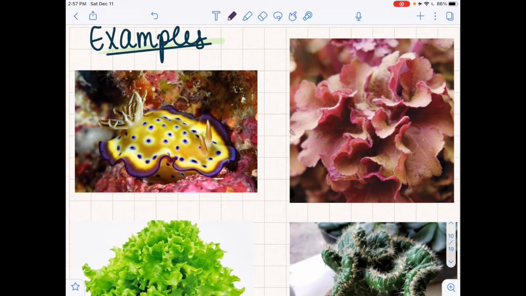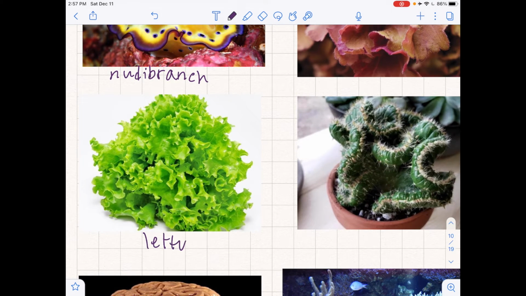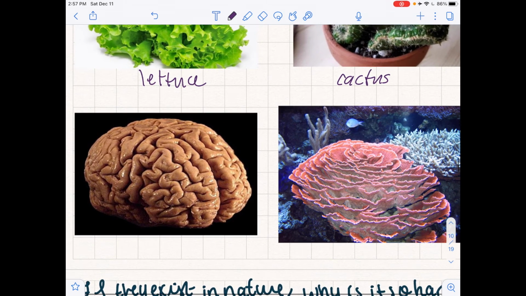Here are some examples of organisms that exhibit hyperbolic geometries. This one is a nudibranch, a type of mollusk. Here we have a frilly flower, some lettuce, a cactus, and the folds of our human brain. Some scientists have related the amount of wrinkling of an animal's brain to its intelligence, as it provides more surface area and therefore more brain power. We also see hyperbolic geometry in corals.